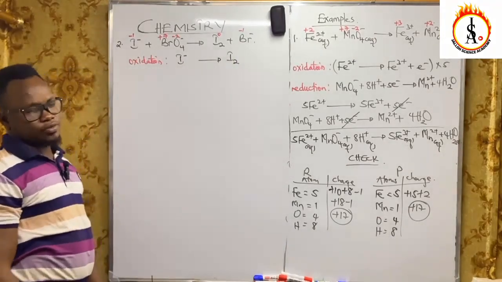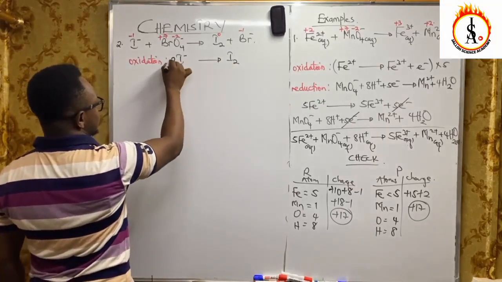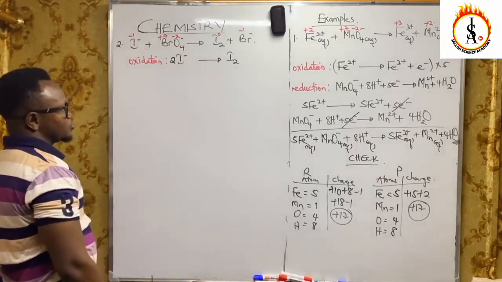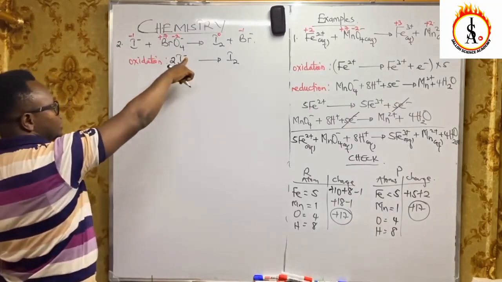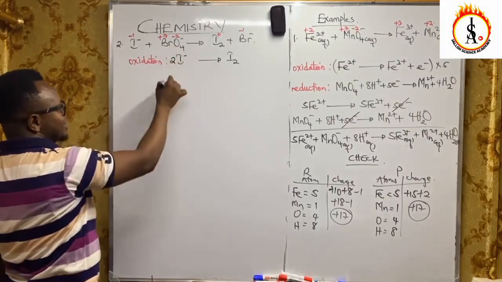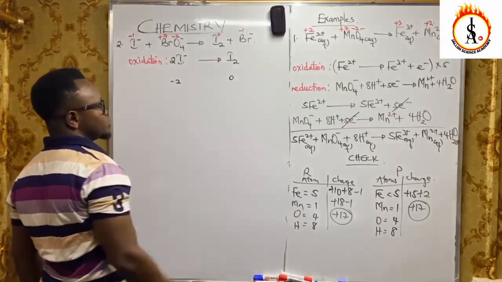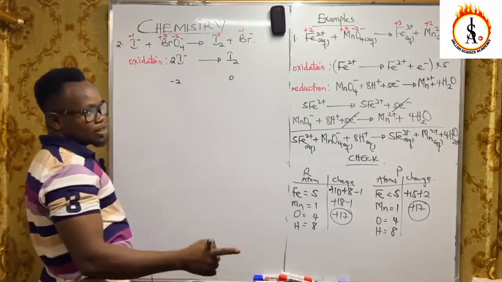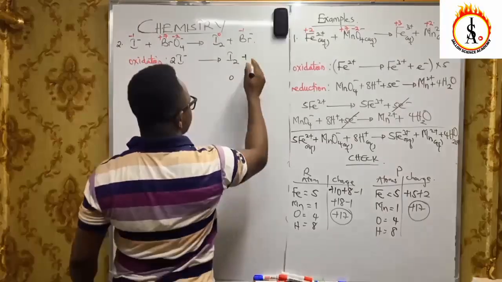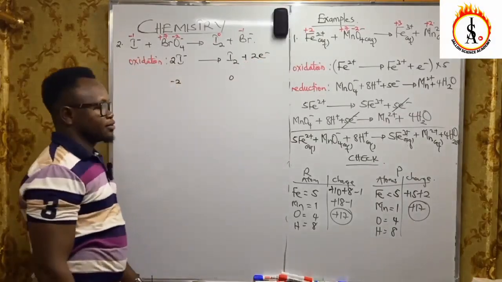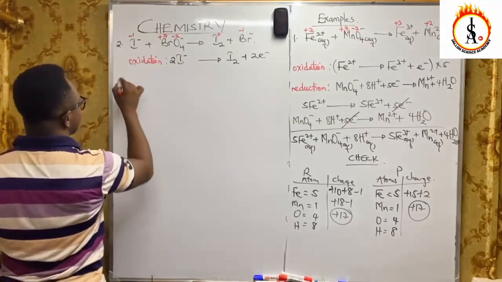So we try to balance this one here. Here we have two atoms of iodine, and here it's just an atom. So we place two in front of this. By placing two in front of this, the atoms are now balanced. To balance the charge, here we have a total charge of negative 1 times 2, that is negative 2. And here we have a charge of 0. So the difference between 2 and 0 is 2, meaning we are going to add 2 electrons. We add it to the side with the highest charge. 0 is having a higher charge than this. So we're going to add 2 electrons to this side. Okay. So now we write down the reduction half.